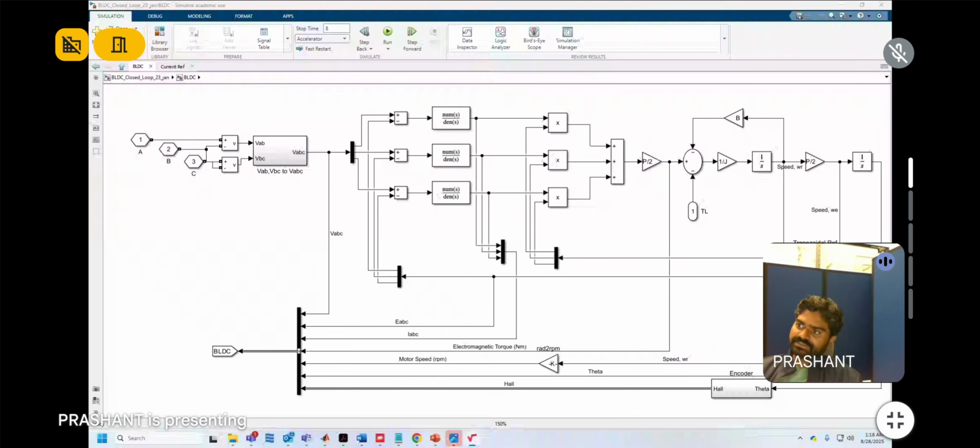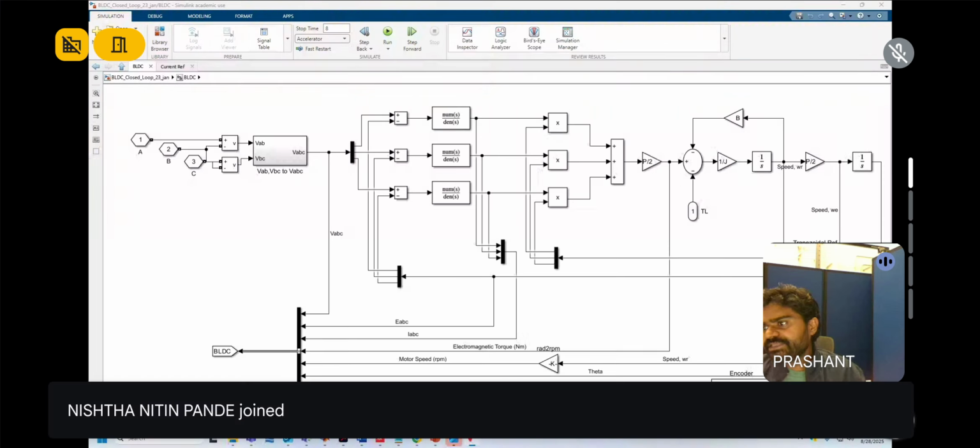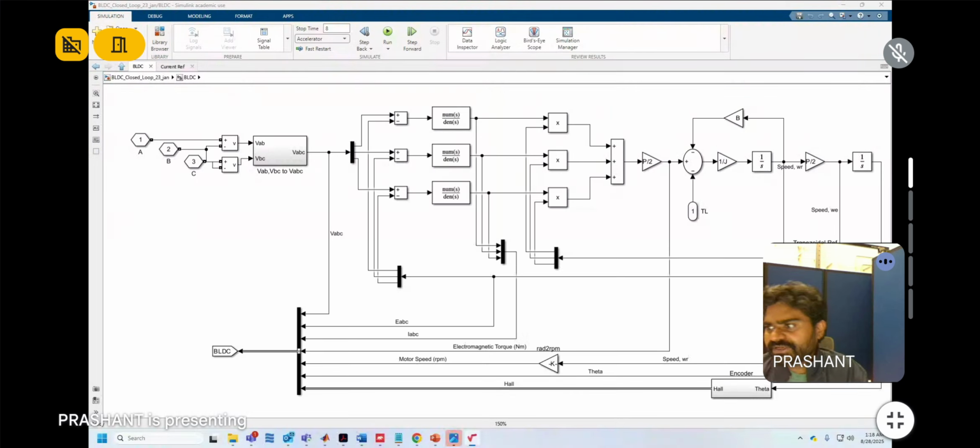So you can see this equation is now visible. T minus TL is equal to J d omega by dt plus B omega. Here J is the rotor inertia and B is the viscous damping, and J is responsible for converting the torque to the acceleration. So J converts the torque to the acceleration, and 1 by S integrates the acceleration to the speed.